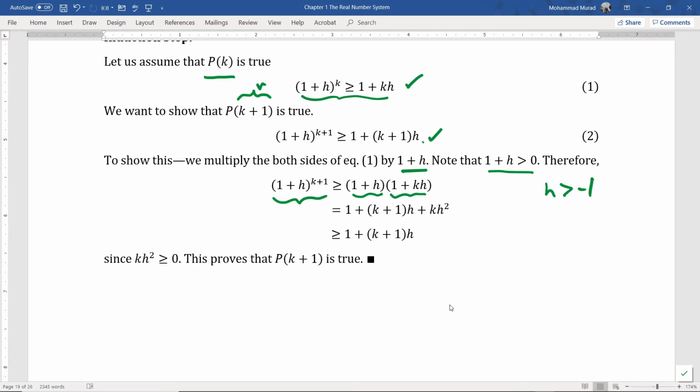If we expand the right-hand side only, we would obtain 1 plus (k plus 1) times h plus k h squared. Since k h squared is non-negative, this quantity would be larger or equal to this quantity here. And this is exactly the equation 2. The proof is done.